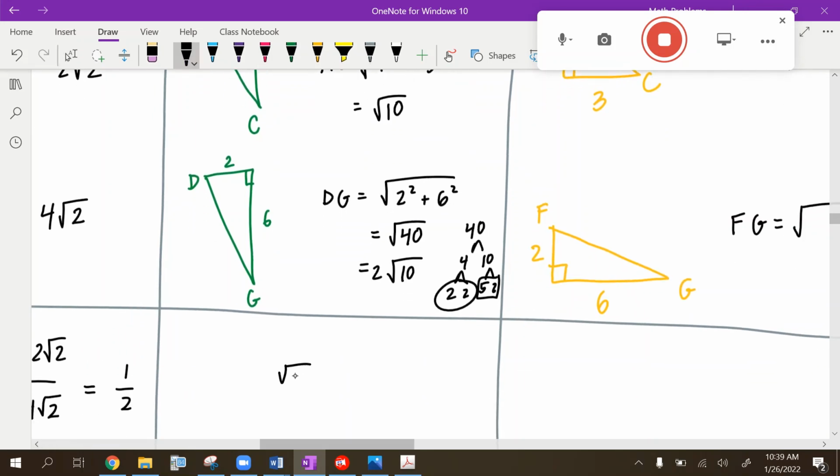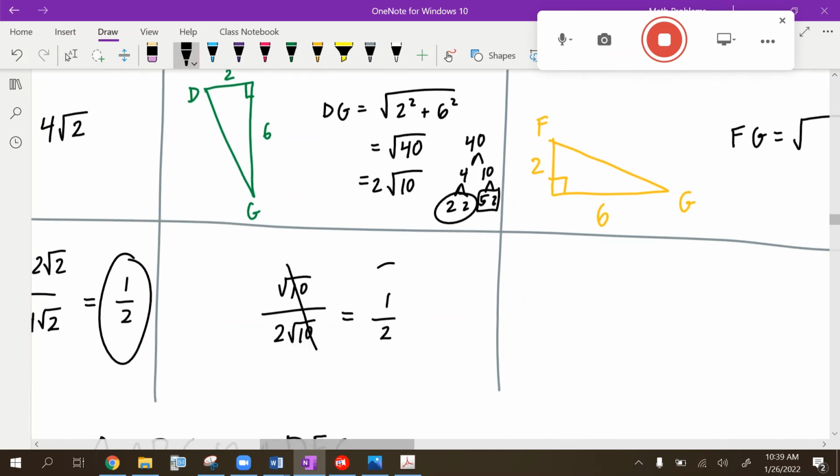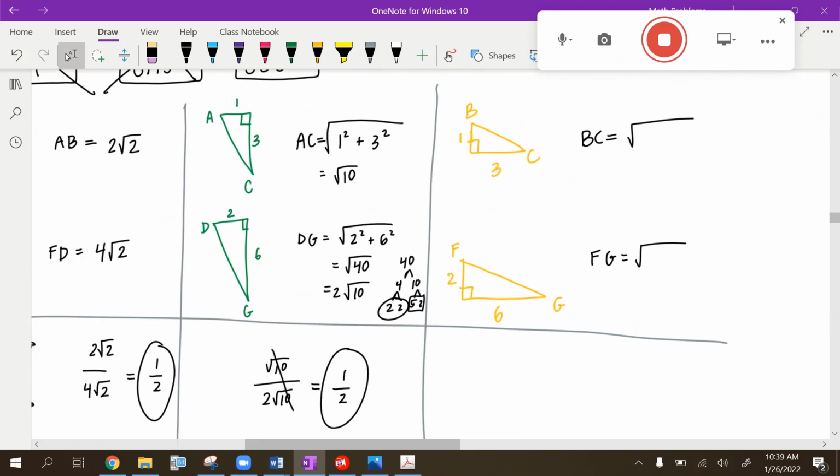So for this ratio, I'm going to do the numerator over the denominator. Now on this one, square root 10 and square root 10 can cancel out, so again I'm left with 1/2. So far I have the same proportion for these pair of sides. These sides are proportional. Now let's check the last pair.